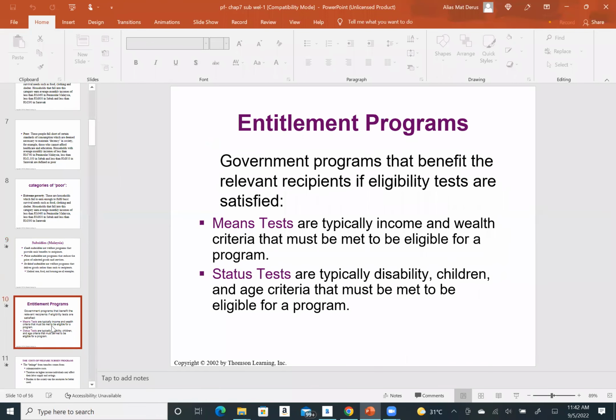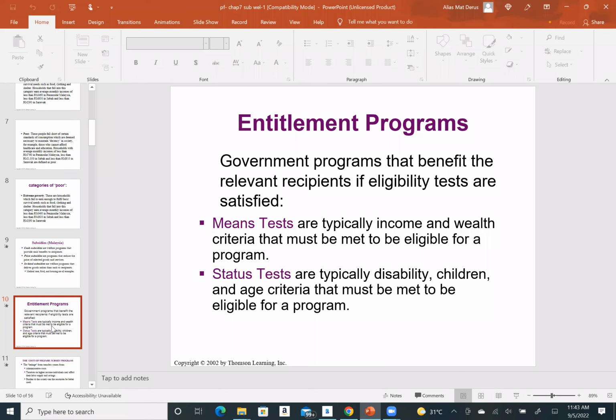There are two criteria. Number one, they are called means tested. So means tested, they are income or wealth based. Let's say our income is below the poverty line income, or we are in the B40 group. So that is what we call means test. It's based on income or wealth for eligibility.